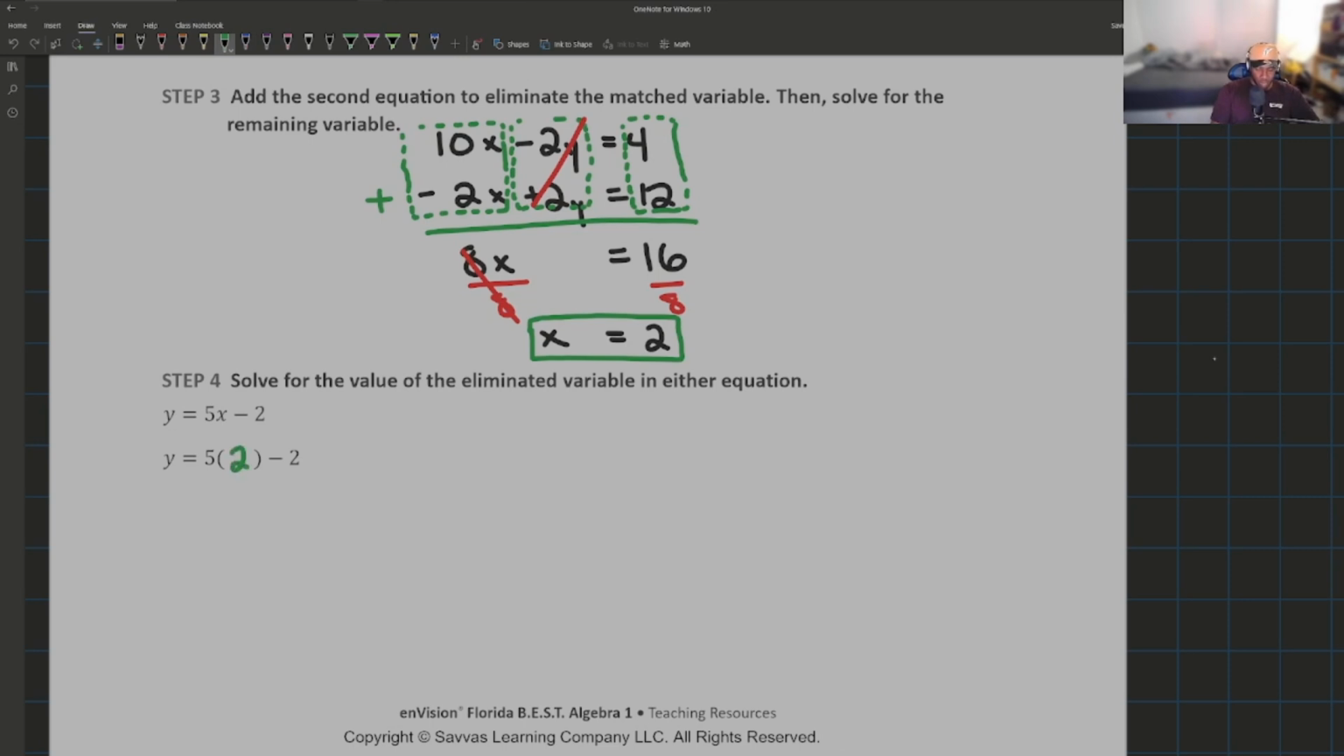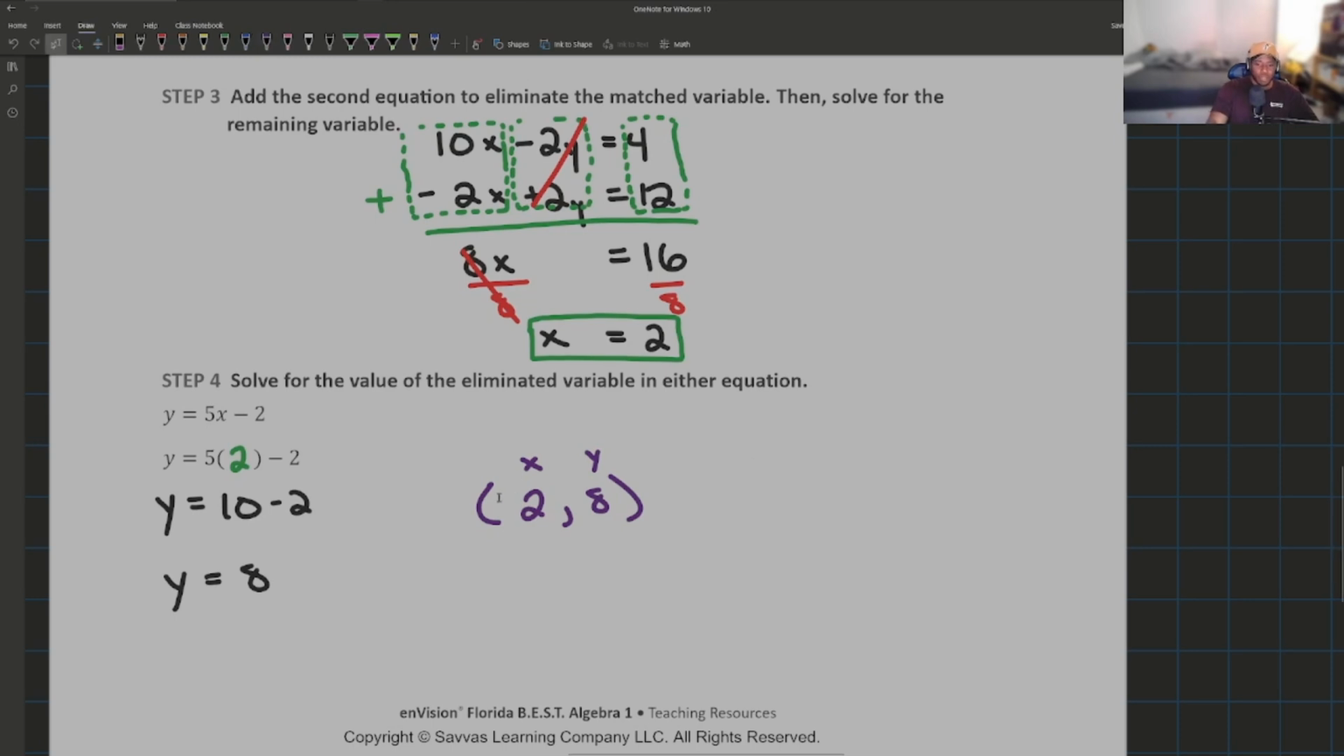This should be reminiscent of substitution for you. Once we do that, we're just going to go ahead and simplify until we get a number value for y. y equals 5 times 2, which is 10, minus 2. y equals 8. So just like graphing, just like substitution, we solve this system of equations, and we end up with this solution, (2, 8). Remembering that x is always first, y is always second.